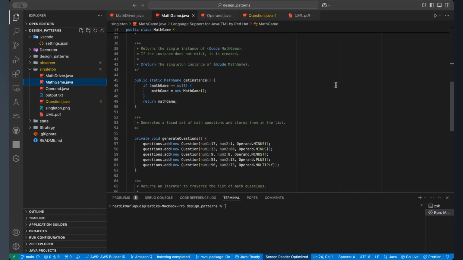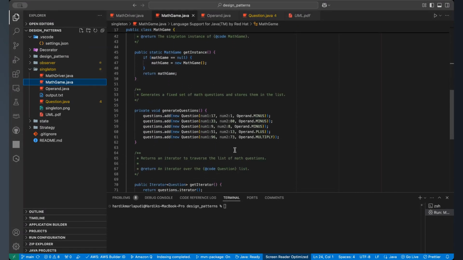If I were to scroll all the way down, this is the main piece of code that makes the whole singleton design pattern work, in a sense. Private void generateQuestions generates a fixed set of math questions and stores them in the list. So here I wrote down private void generateQuestions. So these are how the questions will show up when the program is running.